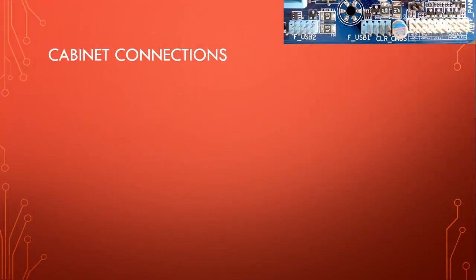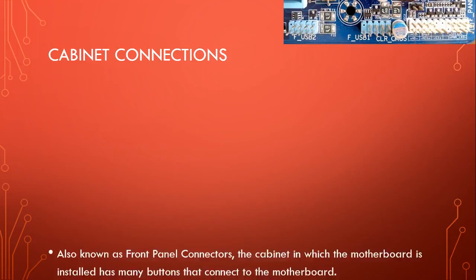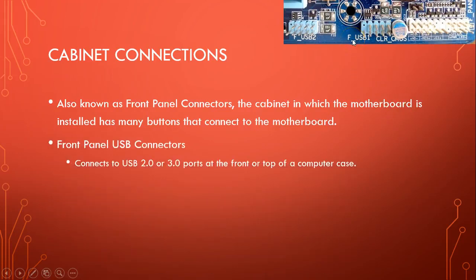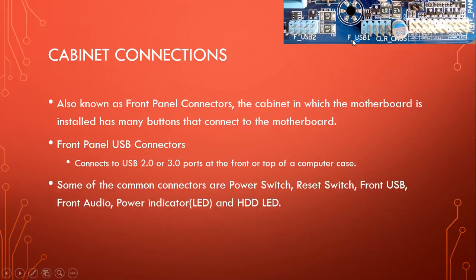All right, 2 more things to talk about. First is the cabinet connectors. These are also known as the front panel connectors. The cabinet in which the motherboard is installed has many buttons that connect to the motherboard. As you can see, there are all these little pins up in here. There are front panel USB connectors. They typically connect to USB 2.0 or 3.0 ports at the front or top of the computer case. Some of the other common connectors that you'll see in here are things like your power switch or reset switch, front USB, power indicators, which are LEDs, or an HDD LED, so it's an LED to indicate activity for your hard drive.